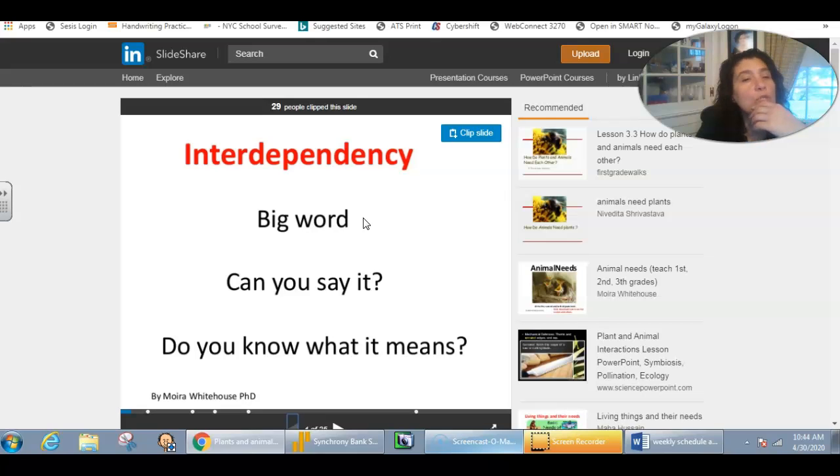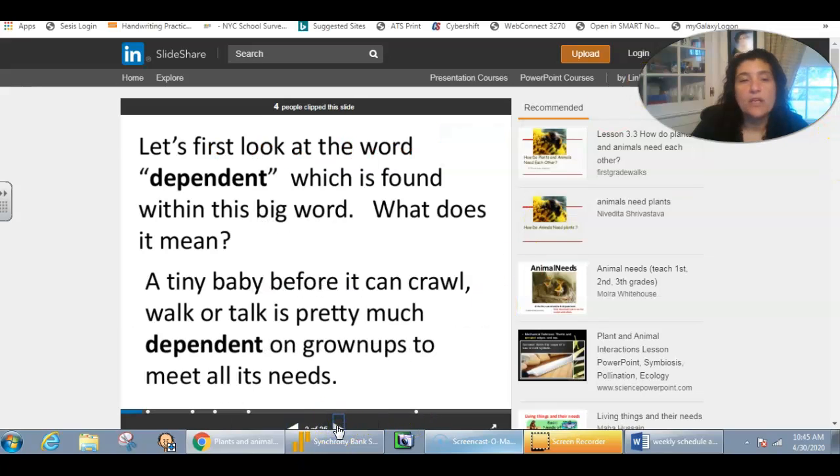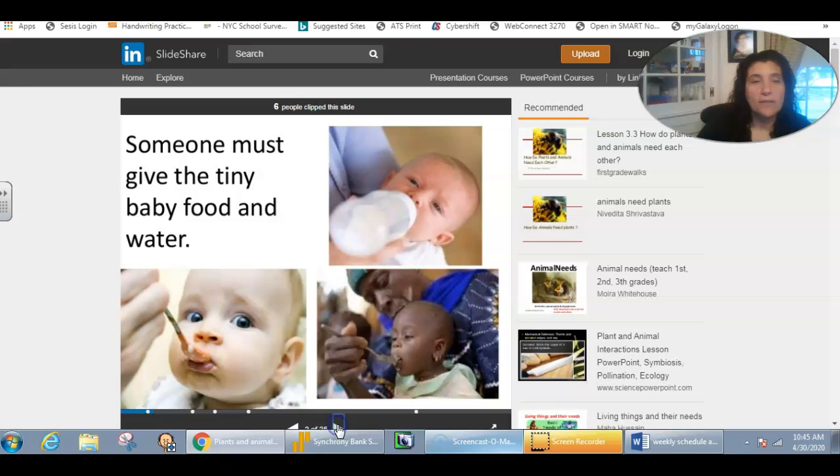So now we're going to learn about plants and animals. And this is a very big word. If you read it here, Miss Josie will say it out loud. It's interdependency. And that means that plants and animals need each other to survive. Okay, so let's go through the slides. Miss Josie just told you what it means. It means that an animal is dependent on plants, and plants can sometimes be dependent on animals to survive. So let's see an example.